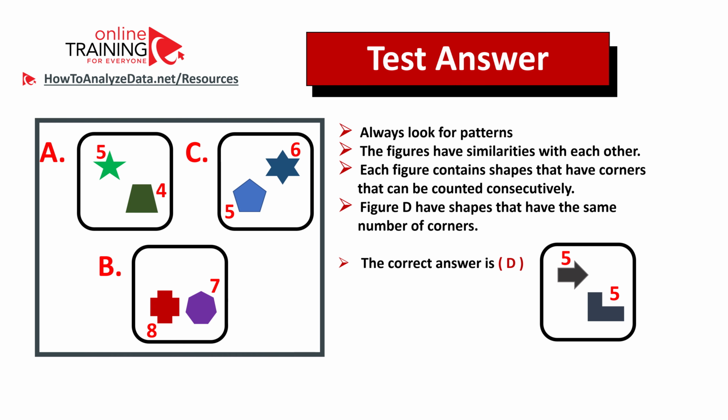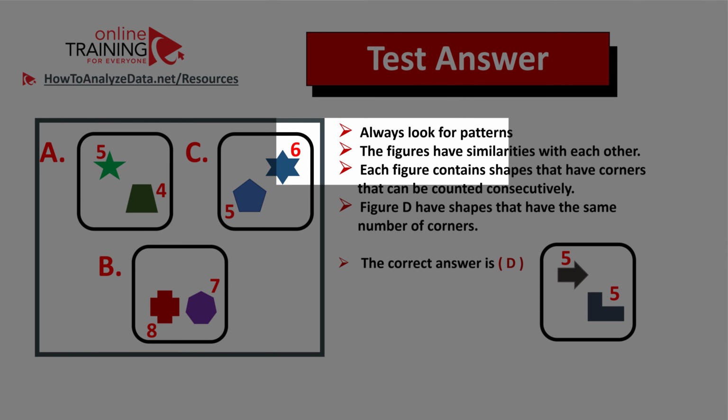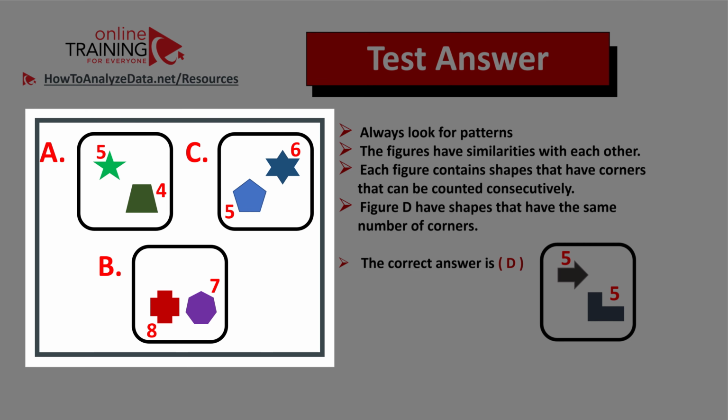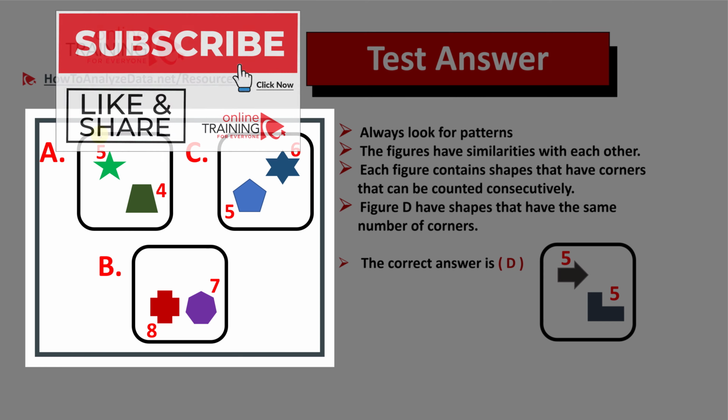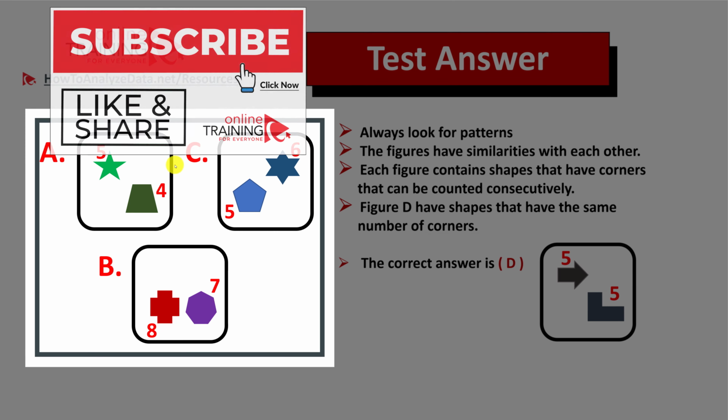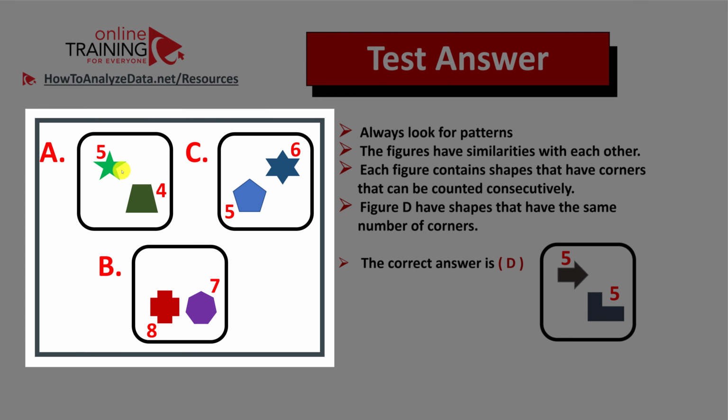As usual, my advice to you, always look for patterns. And the pattern here is number of corners. Each particular shape has a certain number of corners. For example, let's look at the star. Star has 5 corners. 1, 2, 3, 4, 5. And this shape only has 4 corners. So the similarity here between choices A, B, and C is the fact that each shape inside the rounded square has a different number of corners.